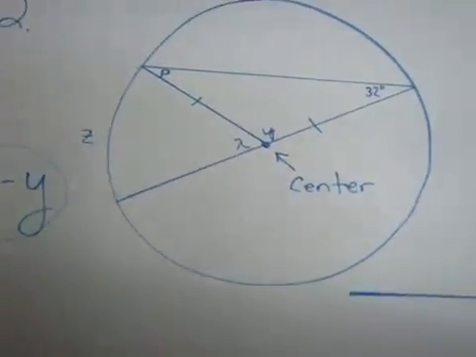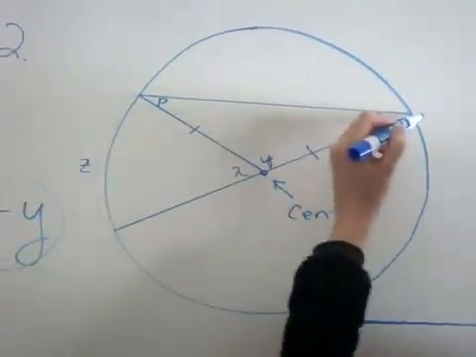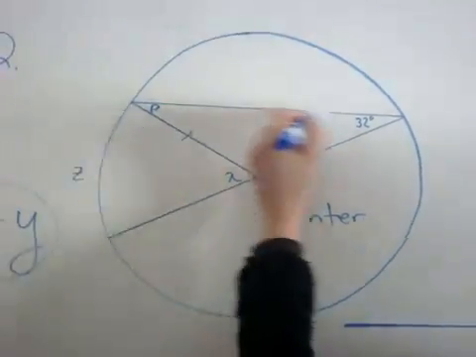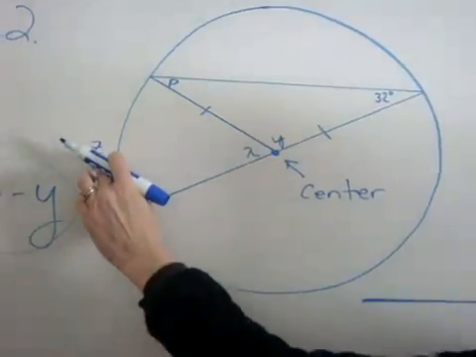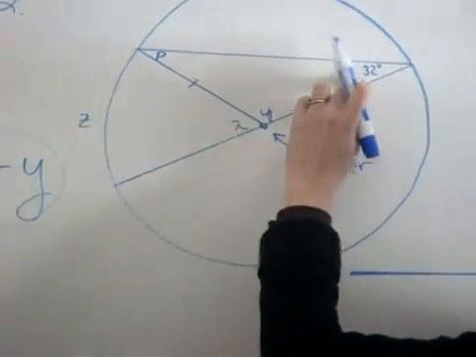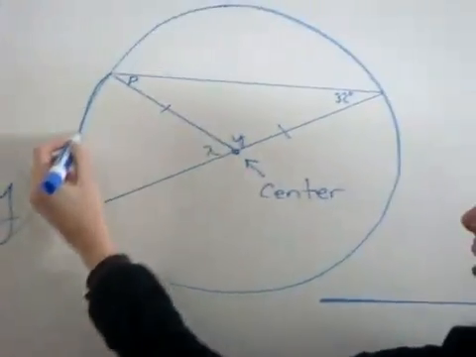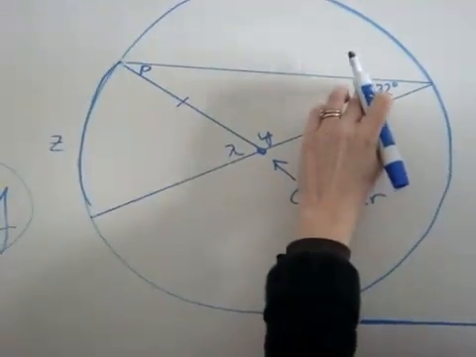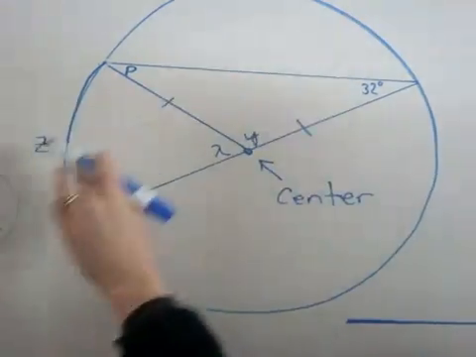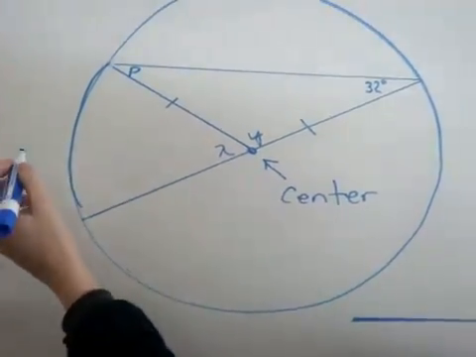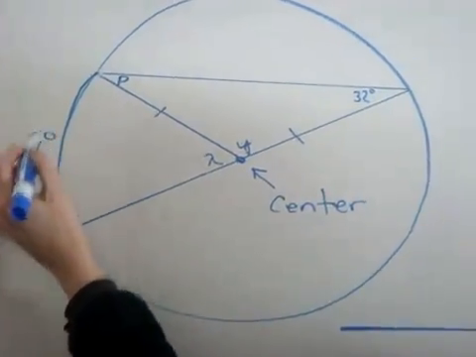The next thing that you need to know is this is an inscribed angle. If you have an inscribed angle in the circle, the arc is twice whatever the angle is. So the intercepted arc is twice the intercepted angle. Inscribed angle. So that would be 64.